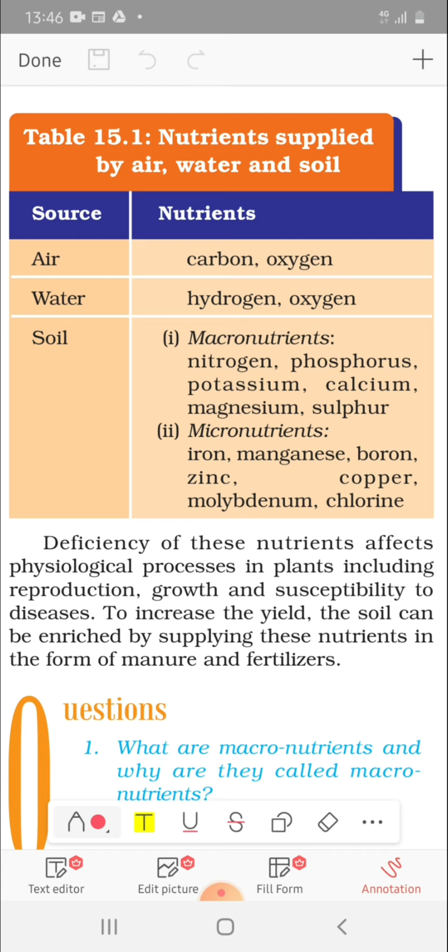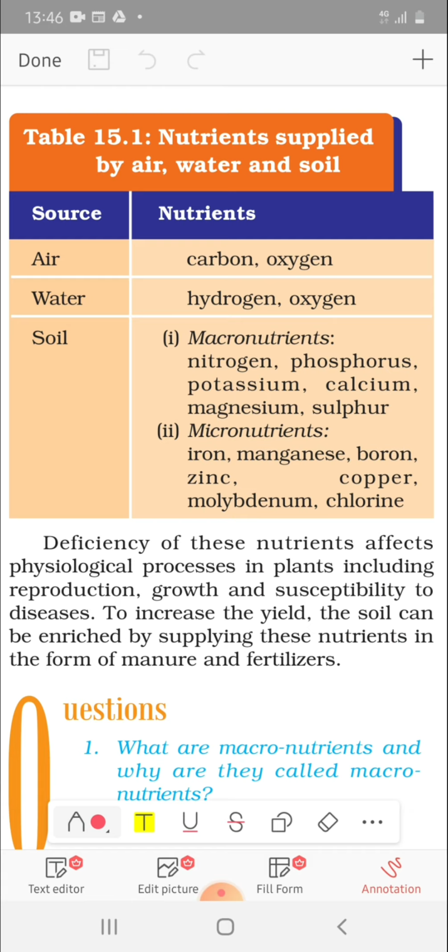Like we also take some food nutrients more in amount, carbohydrates, fats, proteins, and vitamins and minerals less in amount, but all these should be there in our diet. In a similar way, plants also require all these nutrients for their overall development. Deficiency of these nutrients affects physiological processes in plants, including reproduction, growth and susceptibility to diseases. If we do not take the vitamins and minerals, which are required in small amounts, we may suffer from various kinds of deficiency diseases. Similarly, plants also can suffer from this type of deficiency diseases.